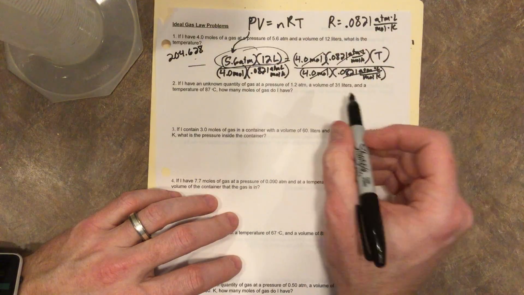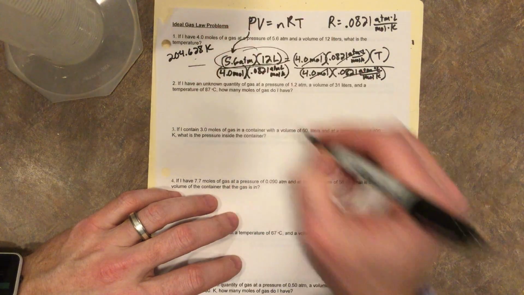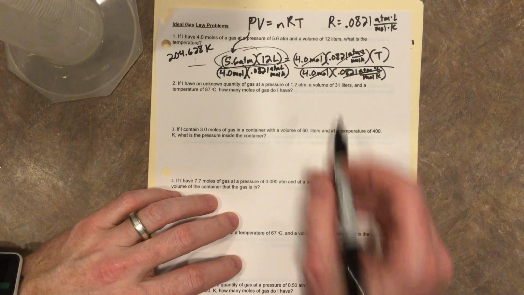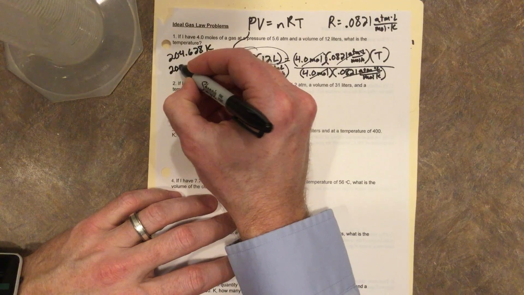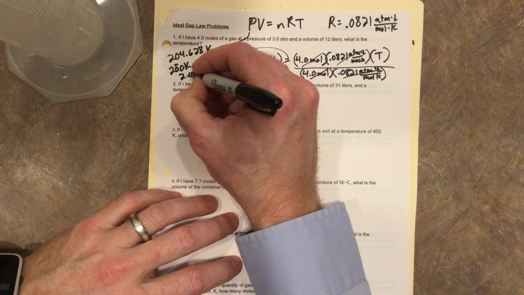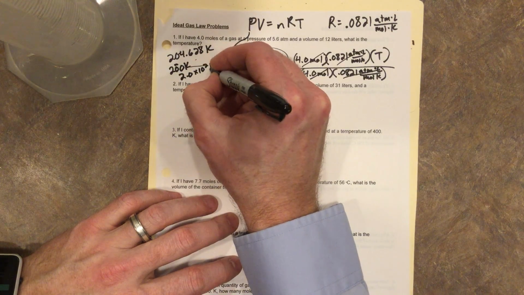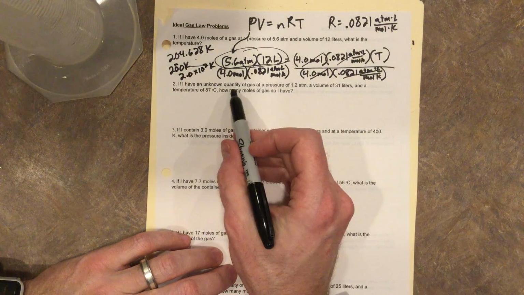When I do all that work, I end up getting 204.628. And again, remember, using this big old unit here, we know the answer for temperature is going to be in Kelvin. Now with sig figs, there's only 2 sig figs, 2 sig figs, 2 sig figs. So I'm going to get 200 Kelvin. Or some people might do 2.0 times 10 to the second Kelvin. That's fine also.